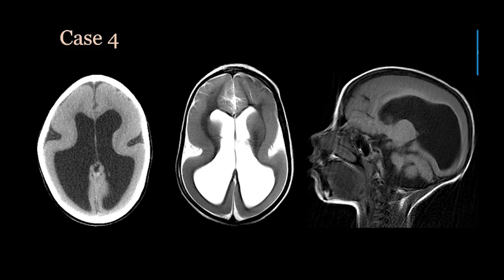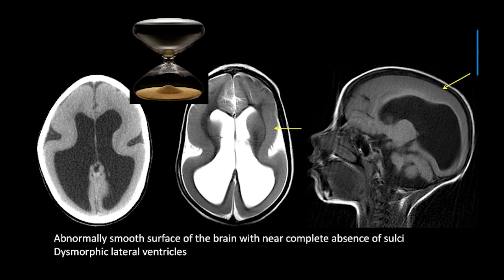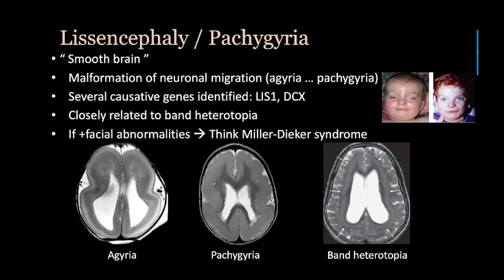Case number 4. This is a classic example of this disease entity where we see abnormally smooth surface of the brain with near complete absence of sulci, and lateral ventricles are often looking dysmorphic. As you notice, the shape of the brain is often reminiscent of an hourglass. This hourglass configuration and smooth surface of the brain with incomplete development or lack of sulcation leads us to believe that this is a case of lissencephaly.